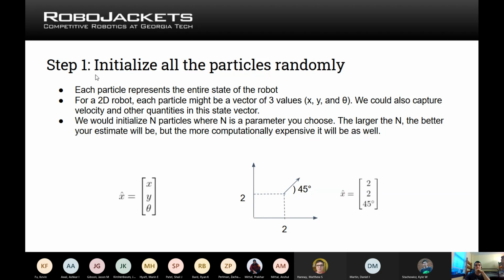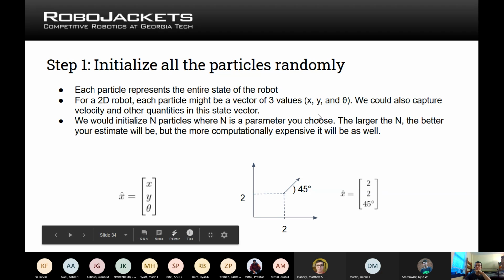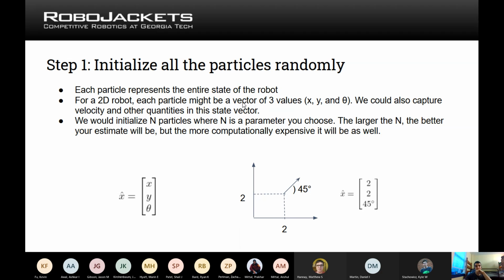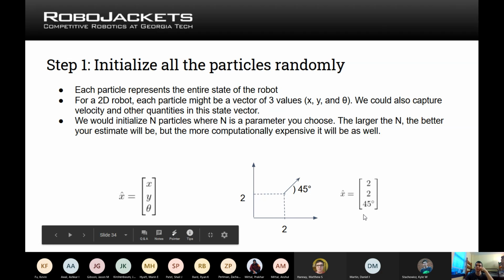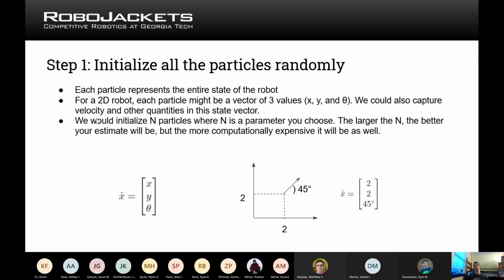So step one was to initialize all the particles randomly. So what do I mean by particles? It's basically just a vector that represents your entire state, so everything you care about. In this case, the particle is representing x, y, and theta. So this would be for a 2D robot where we care about which way it's facing and its position, and nothing else. We can also capture velocity in this. We could capture acceleration or whatever we want in this particle, but oftentimes particle filters use, this is what they'll look like: just position and an angle. And I'll explain why, but in 3D, it gets more and more expensive to do a particle filter the higher your dimension.